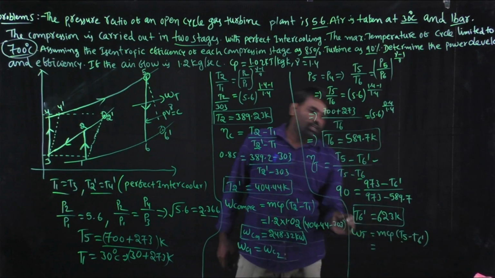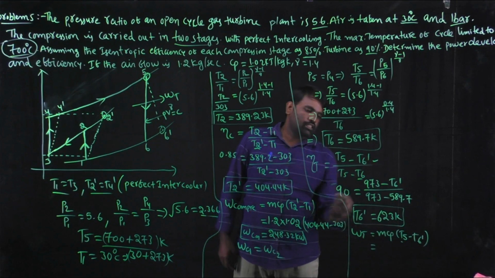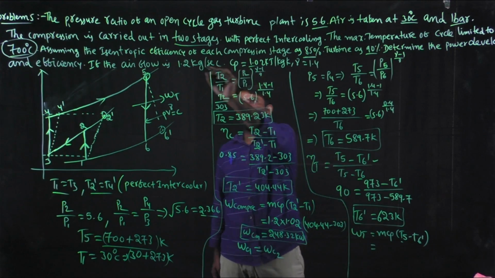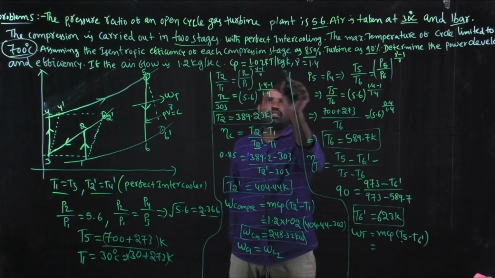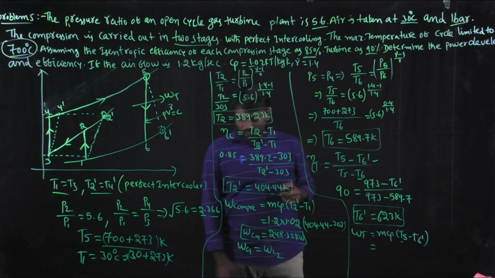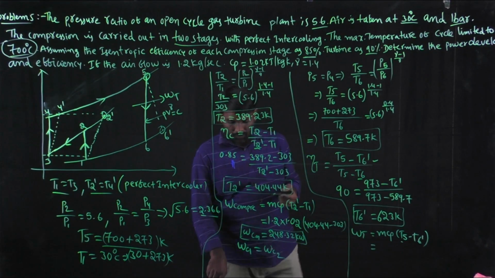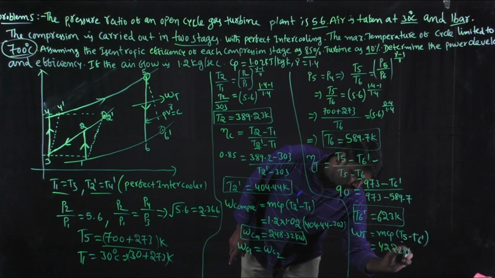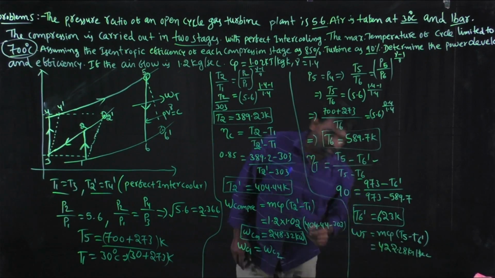T5 is 973, T6 dash is 623. We can substitute m value is equal to 1.2 and Cp value is equal to 1.02. Then turbine work is equal to 422.28 kilojoule per second, that is kilowatt.